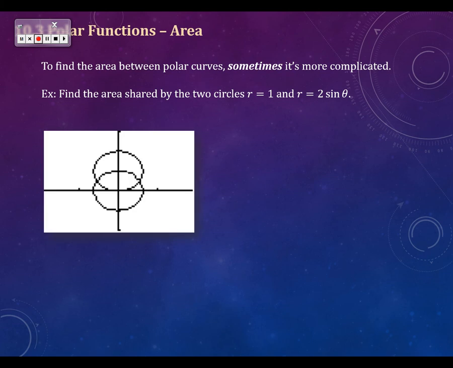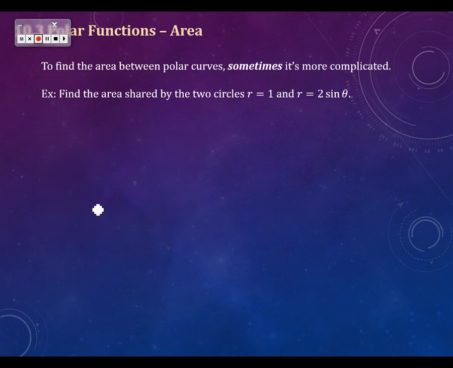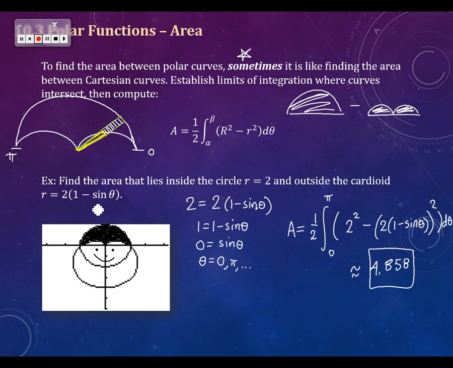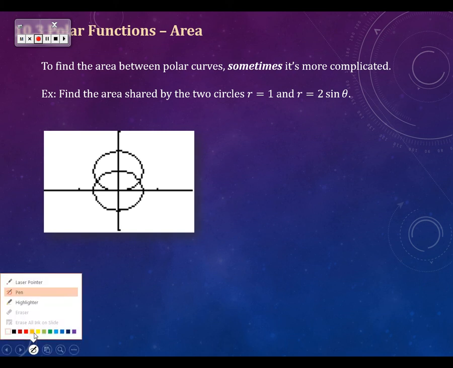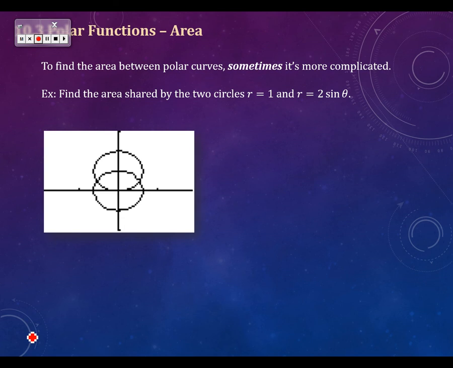So here's r equals 1 down here. R equals 1 and r equals 2 sine theta, both of which are circles. And we'd like to find the area shared by both of them. Is it clear what we mean by that? What area are we describing here? Are you guys good? Okay. What's the area shared by the two circles? It's this football area right in the middle, right?